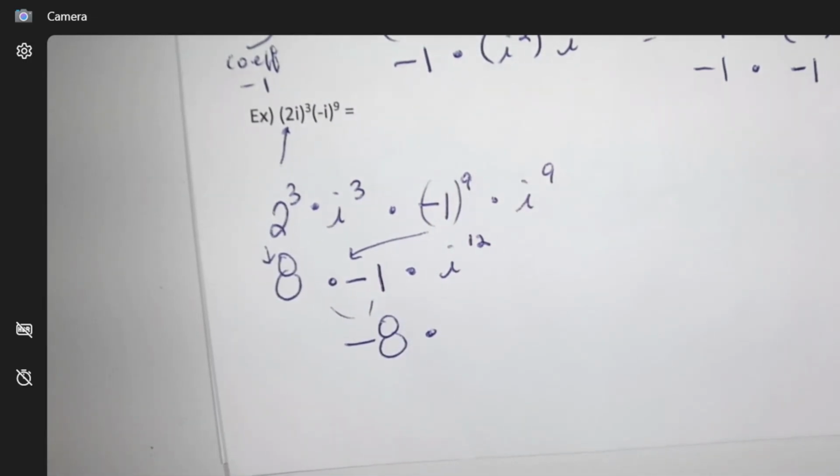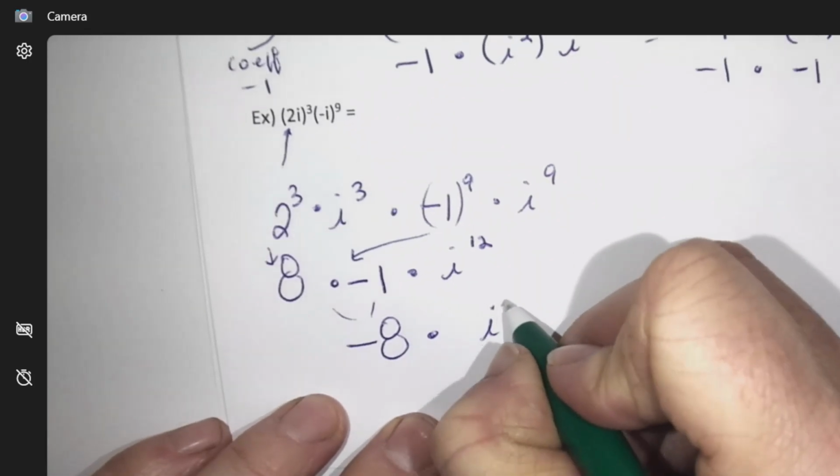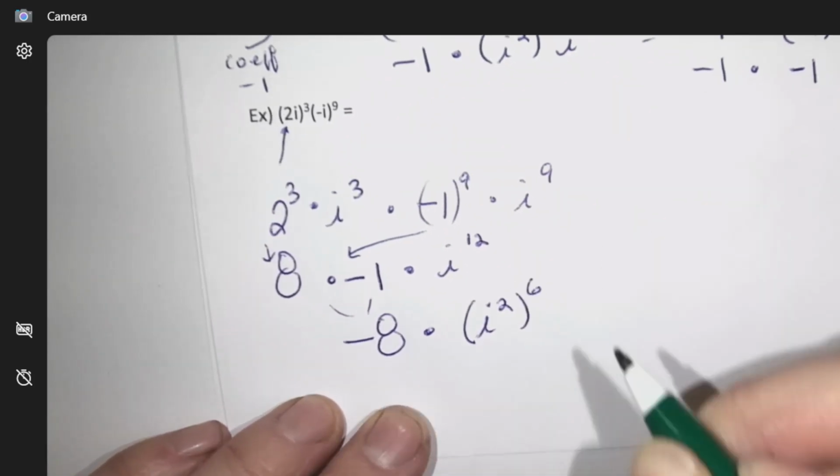All right, now we need to do the i squared breakdown. So I'm going to go i squared to the 6th.